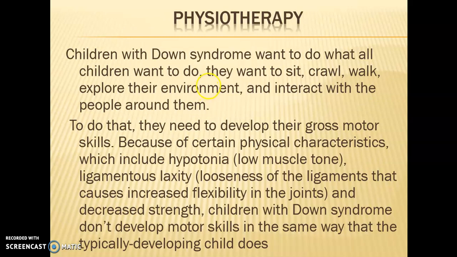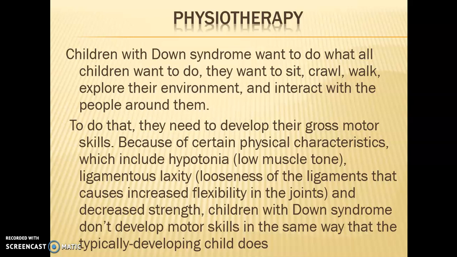Coming to physiotherapy, children with Down syndrome want to do what all children want to do. They want to sit, crawl, walk, explore their environment, and interact with the people around them. To do that, they need to develop their gross motor skills because of certain physical characteristics, which include hypotonia, low muscle tone, ligamentous laxity, that is looseness of the ligament that causes increased flexibility in the joint leading to subluxations, and decreased strength.